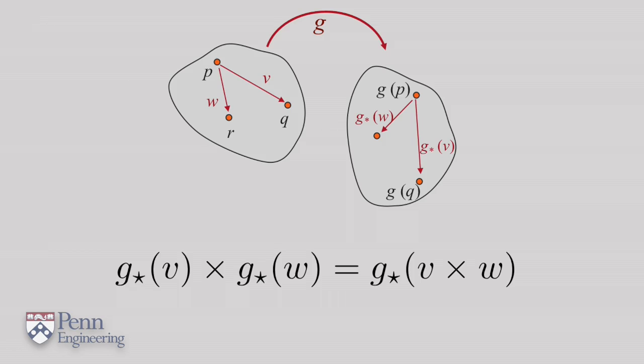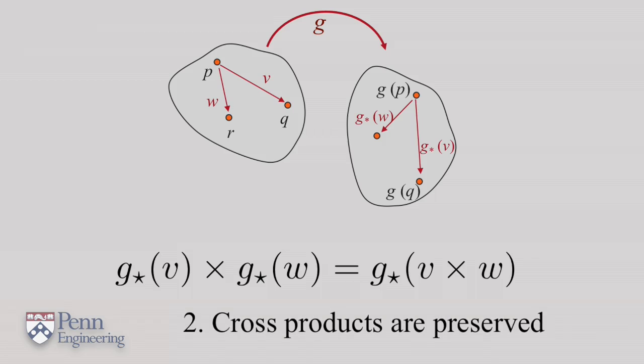If you look at the mapping of V into G star of V and the mapping of W into G star of W, you can compute the cross product of G star of V and G star of W. It turns out that the cross product remains the same whether you do it before the displacement or after the displacement if the displacement is rigid. So cross products are preserved. So if you look at the family of maps which preserve distances and cross products, you essentially get rigid body displacements.